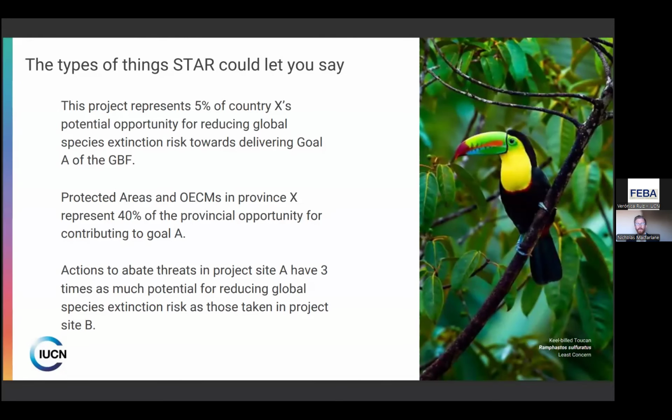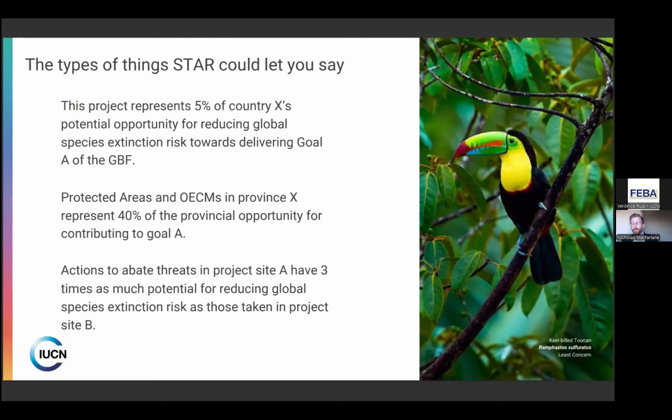Here are the types of things that a STAR analysis could let you or your project partners, be they governments, corporates, or civil society, say. They could let you understand that a particular project represents 5% of a country's potential opportunity for reducing global species extinction risk towards delivering Goal A of the Kunming-Montreal Global Biodiversity Framework. They could let you compare different types of sites in a country.